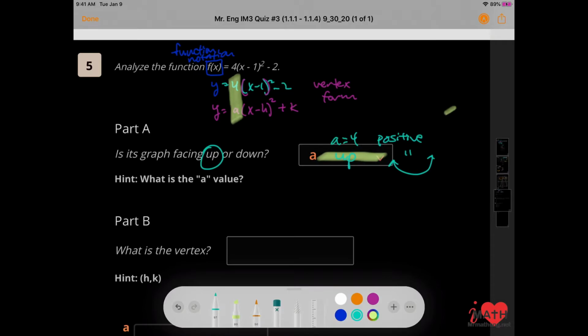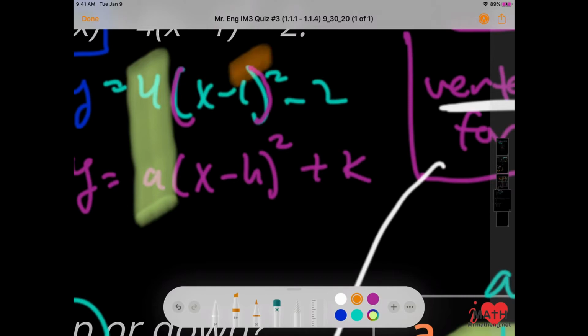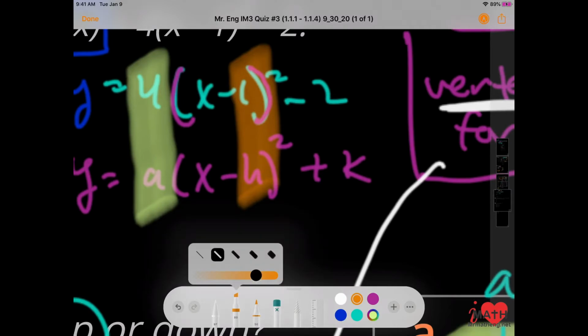Part B, what is the vertex? So the vertex are the letters h, k. That's the significance of using the vertex form. The vertex form has this word vertex in it, and it helps us find the vertex, which is the letters h and k. So if I just go above and identify our h value, okay, let's see if I can, this is the trickiest one, let's see if I can do it with my pen. Oh, don't get the minus sign. Okay, why is that important?